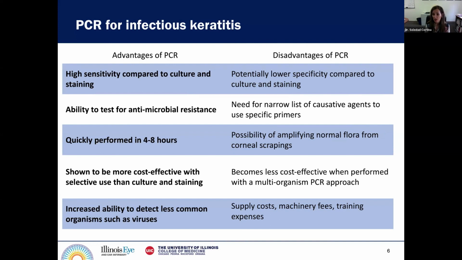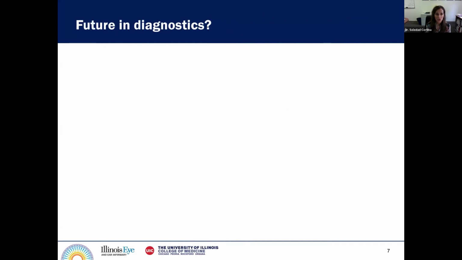It becomes less cost effective when it's performed with a multi-organism PCR approach. So if you're looking just for HSV, that's easy, very cost effective. But if you're gonna send a large list of potential organisms, that makes it less cost effective. And supply costs, of course, machinery fees and training expenses need to be taken into account.